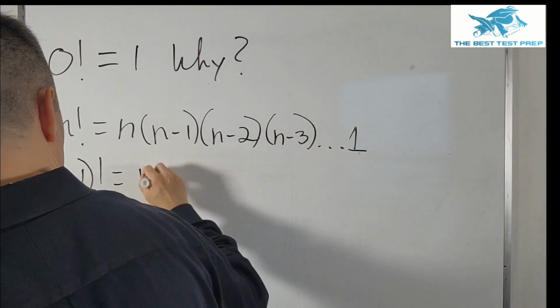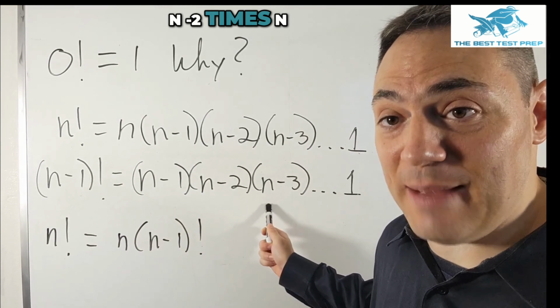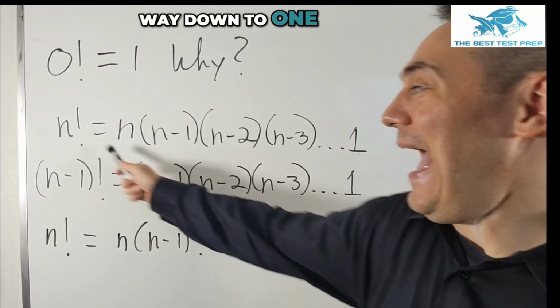Writing n minus 1 quantity factorial in terms of n factorial, if n minus 1 factorial equals n minus 1 times n minus 2 times n minus 3 going all the way down to 1, and n factorial equals n times n minus 1 times n minus 2 times n minus 3 going all the way down to 1, well then n factorial equals n times n minus 1 quantity factorial.